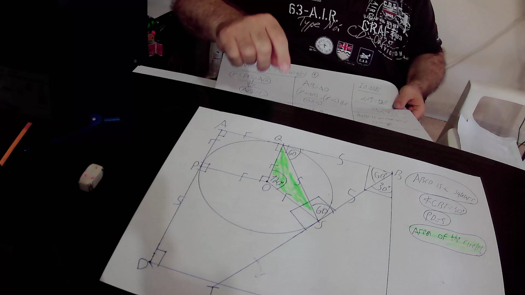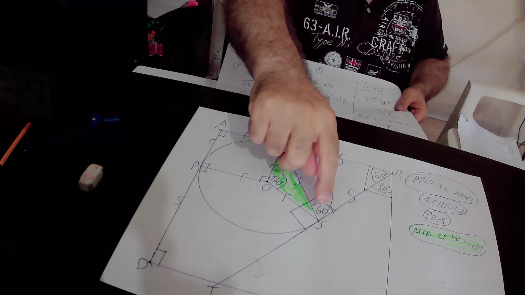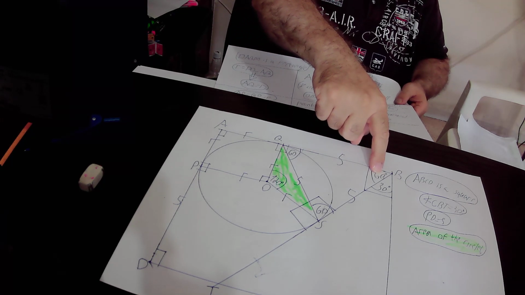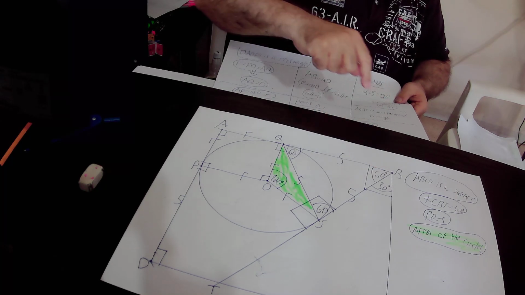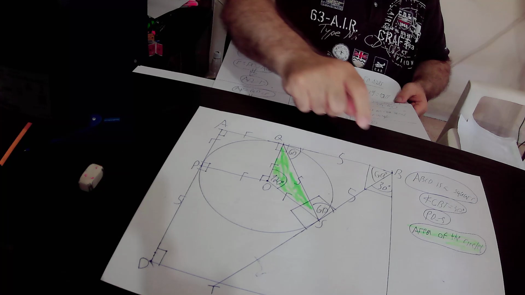Okay, then we join points Q and S together by a straight line. In this way we get a triangle QSB. What is the size of this angle? The size of this angle is equal to 90 degrees minus 30 degrees, that is 60 degrees. So this angle equals 60 degrees.